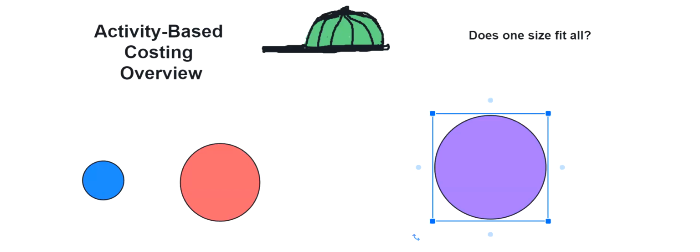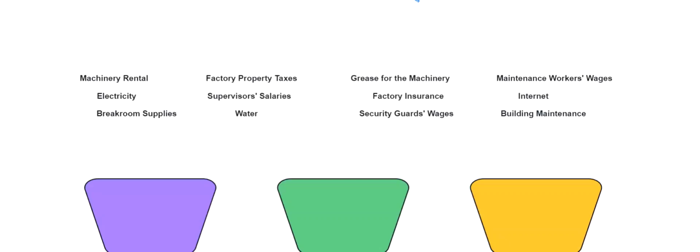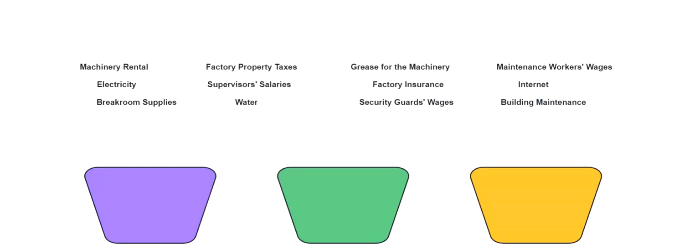So let's go down here to this example. And what I've done here is I have created a couple different overhead costs. All right, and we've got 3 buckets. So we're going to try to take these costs and we're going to try to see which ones are similar to the others. So for example, machinery rental. Well, that's probably based on something like the amount we use the machine. So let's put that one down here in the purple bucket. And we're going to go ahead and name this one machinery hours.